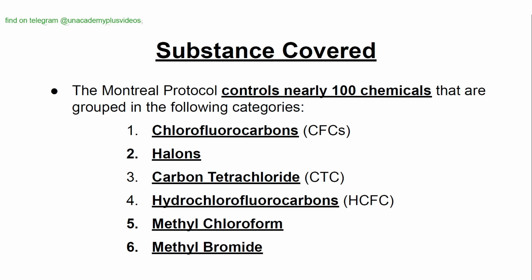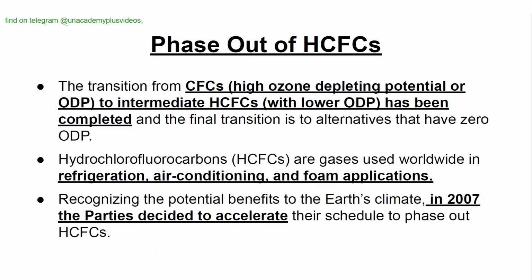Substances covered. The Montreal Protocol controls nearly 100 chemicals that are grouped in the following categories: chlorofluorocarbons, halons, carbon tetrachloride, hydrochlorofluorocarbons, HCFC, methyl chloroform, and methyl bromide. Phase out of the HCFCs. The transition from the CFCs, that is chlorofluorocarbons, with high ozone depleting potential, or ODP, to intermediate HCFCs with lower ozone depleting potential has been completed, and the final transition is to alternatives that have zero ODP.